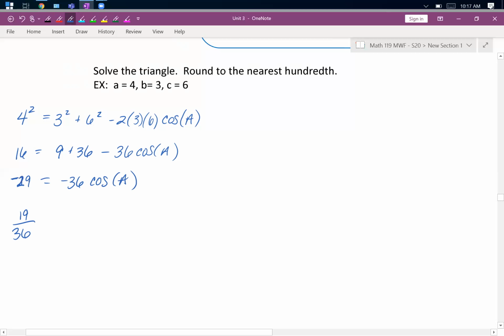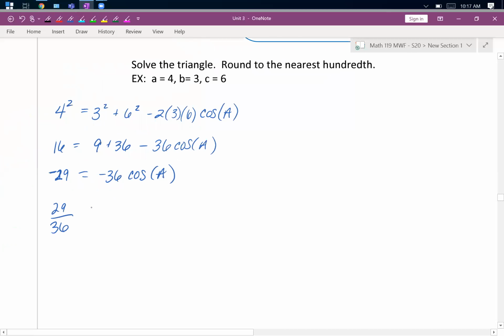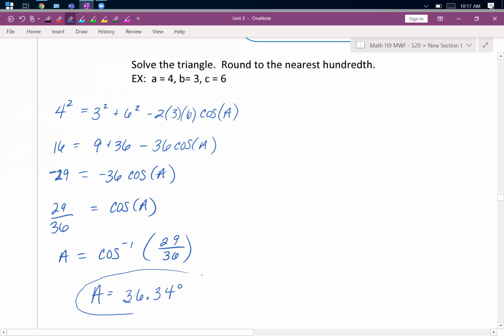Calculators. Yeah, it's 29. Thanks. So A is going to be cosine inverse of 29 over 36. For angle A, that's 36.34 degrees. Yep. Great.